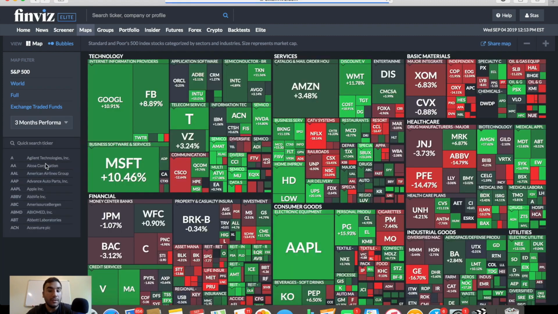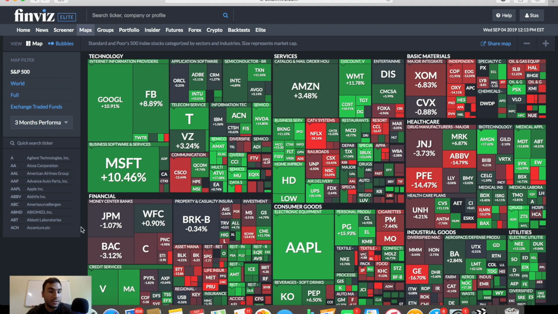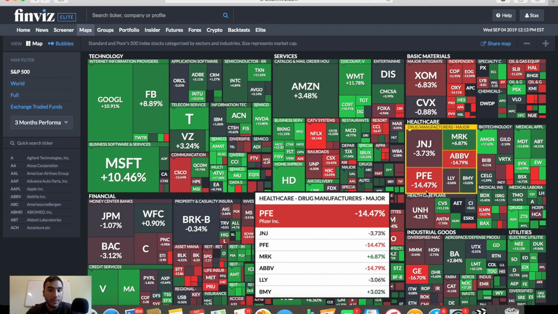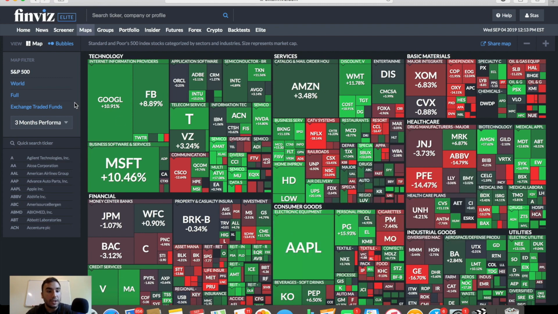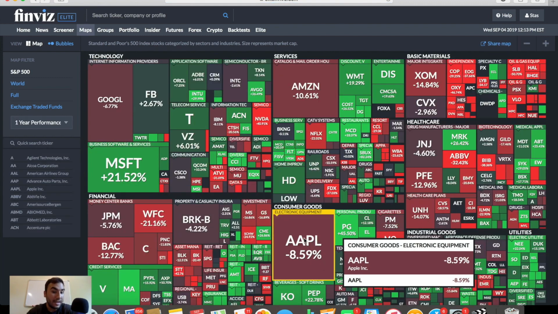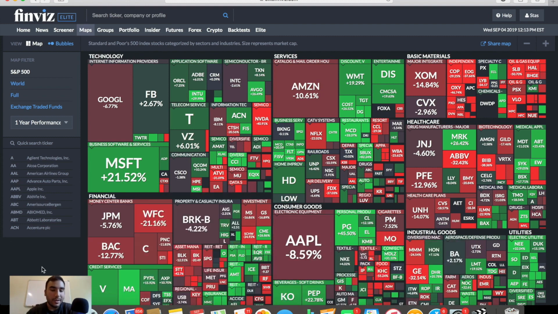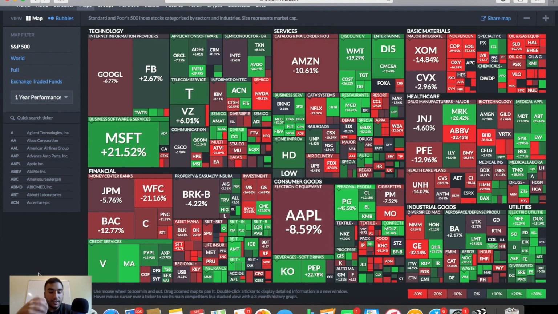If you want to do 3 months, that's very cool. You can see all the red ones over the past 3 months, the green ones, Microsoft standing out here at 10%. PFE right now down 14.47%. You can do the year performance as well. Apple in the past year is down 9%. Bank of America 12%. So again, this is just a very awesome way to get a visual on what's been going on over the past couple of months, maybe the past 6 months, year in the stock market, broken down in individual industries and sectors, which again is just awesome.